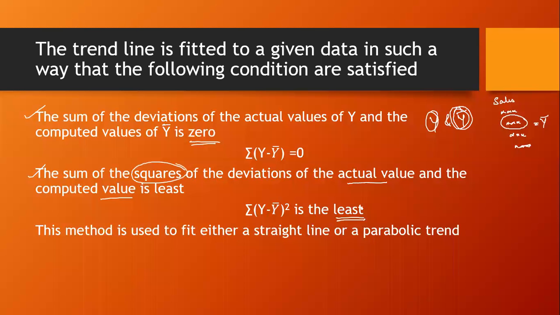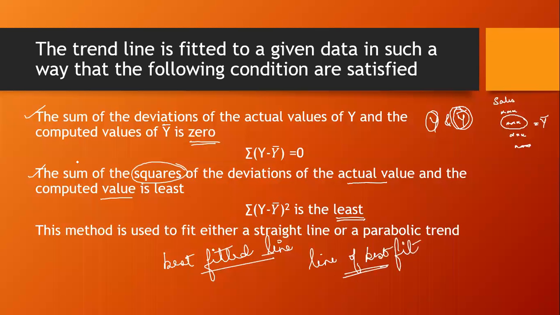And here, in this method, the trend line that you fit, ಇಲ್ಲಿ trend line ಅನ್ನು ನಾವು ಹಾಕ್ತೇವೆ. So ಅದಕ್ಕೆ ನಾವು ಏನು ಹೇಳ್ತೇವೆ ಅಂದ್ರೆ best fitted line ಅಂತ ಹೇಳ್ತೇವೆ. Basically here we do not have to draw the graph, best fitted line. When you fit a particular line, we say it is the best fitted line or line of best fit. Either of the two names can be given, and these are the two conditions.